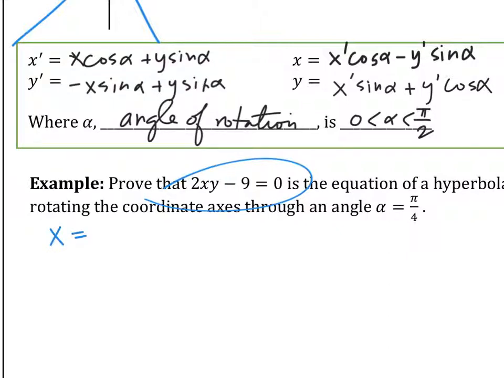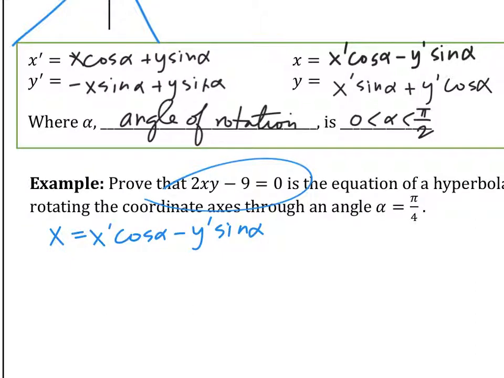x is equal to x prime cosine alpha minus y prime sine alpha. And then all these equations I'm going to give you on the test, so you don't have to memorize these. It's kind of a one-off thing, don't spend a lot of time memorizing.